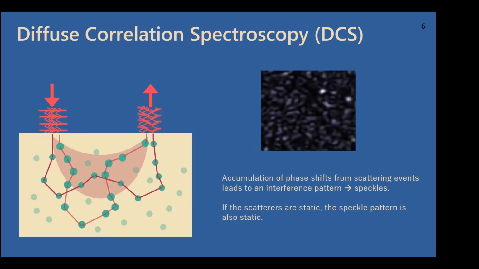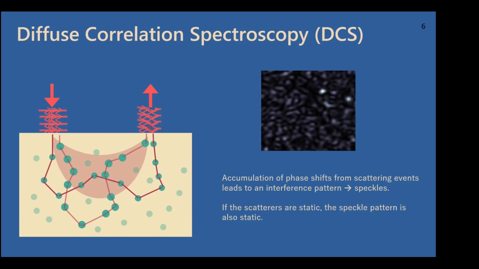So diffuse correlation spectroscopy, or DCS, is a diffuse optical technique that is used to measure blood flow. As with all of the diffuse optical techniques, we are placing a source at the surface of the tissue and a detector, again, placed a certain distance away from the source. But important for diffuse correlation spectroscopy is that we're using a coherent light source at the source side. As the photons interact with the tissue and undergo all of these scattering events, there's an accumulation of phase shifts, which leads to an interference pattern at the detector.